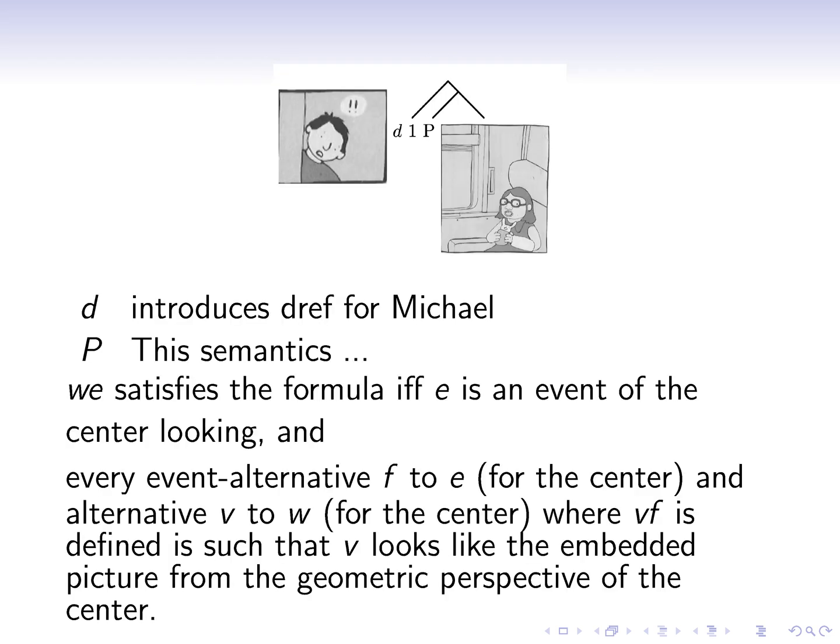This breaks down the interpretation of the logical form. D introduces a discourse referent for Michael. P is the implicit predicate, which has the semantics: a world of the form WE, where E is an event, satisfies the formula if and only if E is an event of the center, that's Michael, looking, and every event alternative F to E for the center, and every alternative V to W for the center, where the complex VF is defined, is such that V looks like the embedded picture from the geometric perspective of the center.